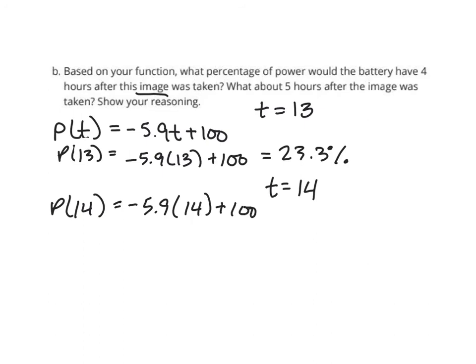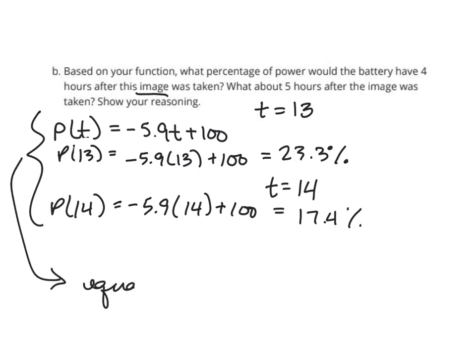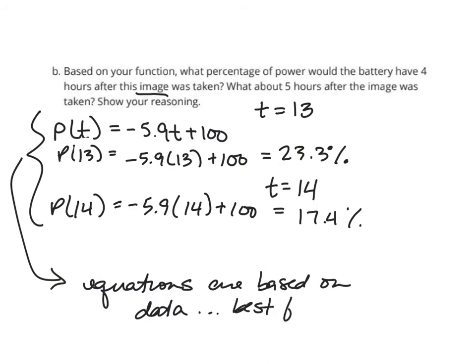So I have negative 5.9 times 14 plus 100. That gives me 17.4% of battery power. Okay, my reasoning is I came up with these awesome equations using data. Equations are based on data. It's a best fit line, so it's not perfect. But it did a pretty good job.